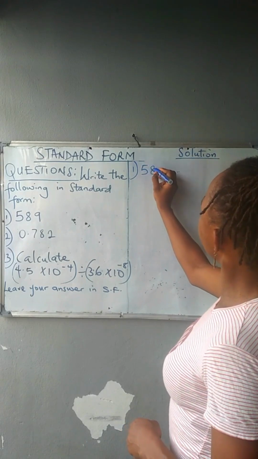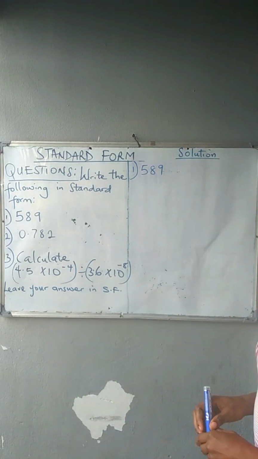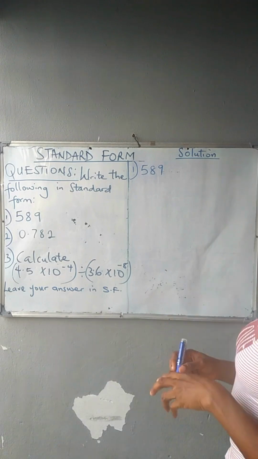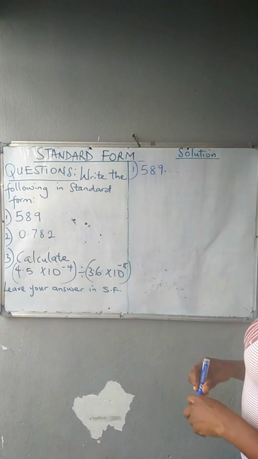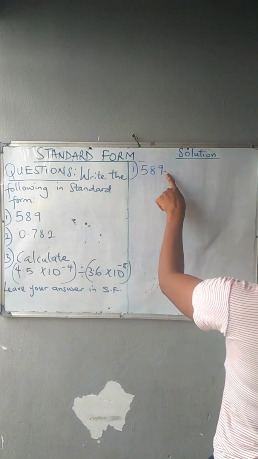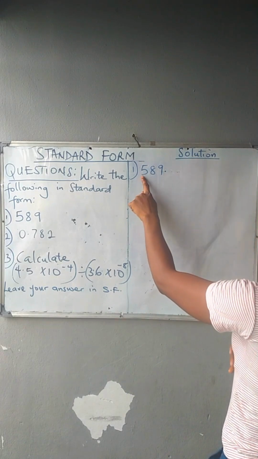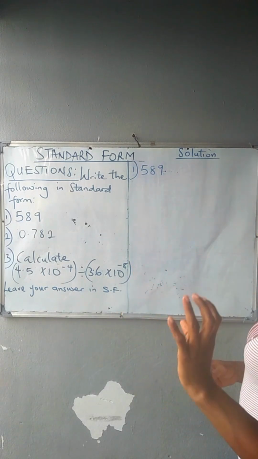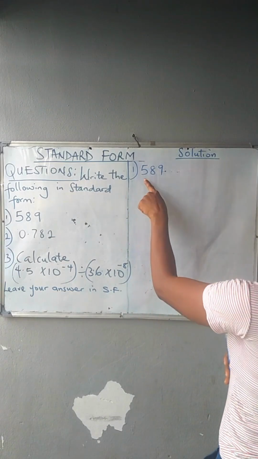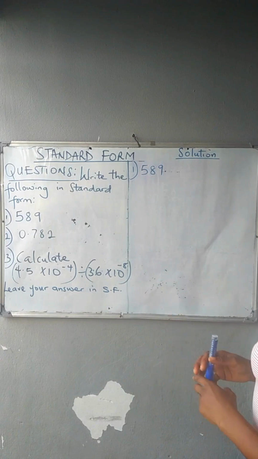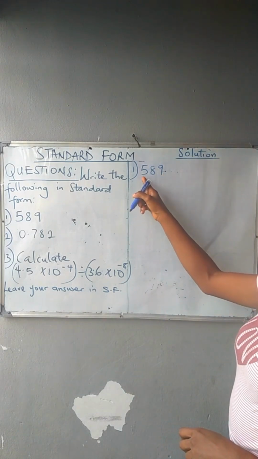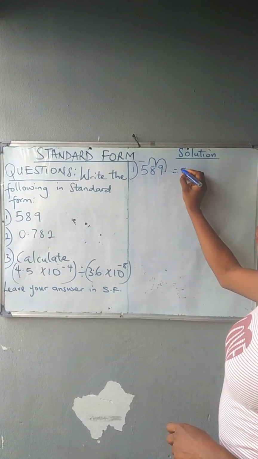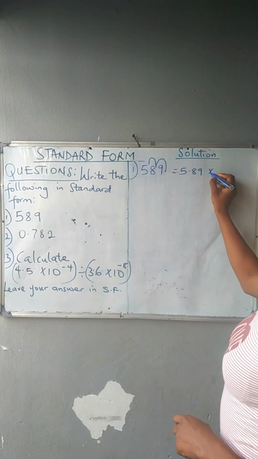Number one, 589. We are asked to write 589 in standard form. Bearing in mind that every ordinary number, every whole number, has a decimal point at the back. While writing in standard form, this decimal point will have to be shifted to drop immediately after the first real number. And so, how many times are we going to be shifting this before we get to the first real number? We have 1 and 2 before it drops here. Then we have 5.89, now times 10.